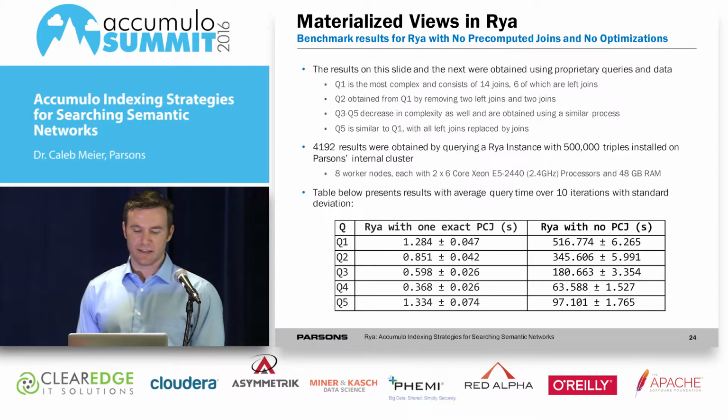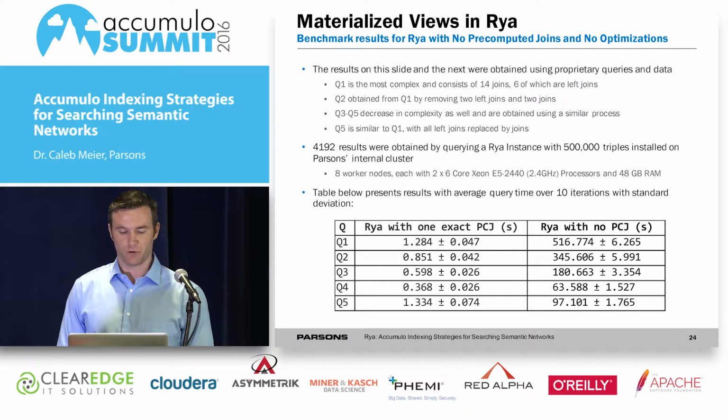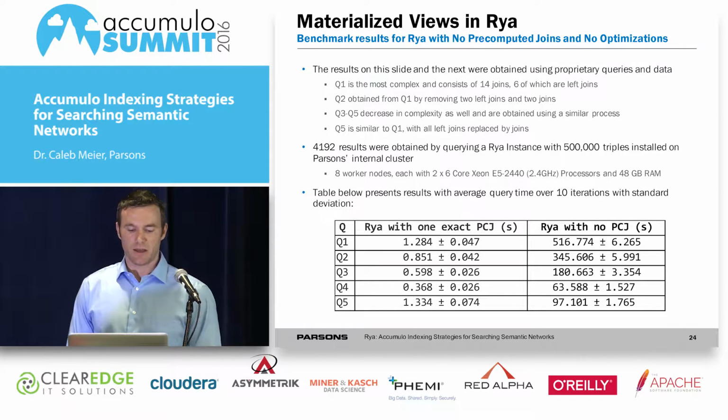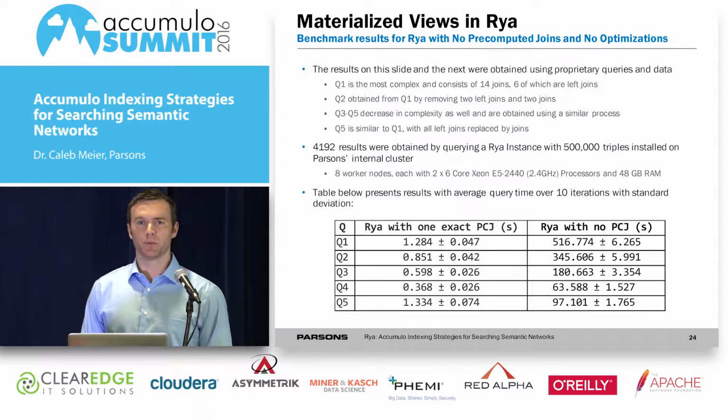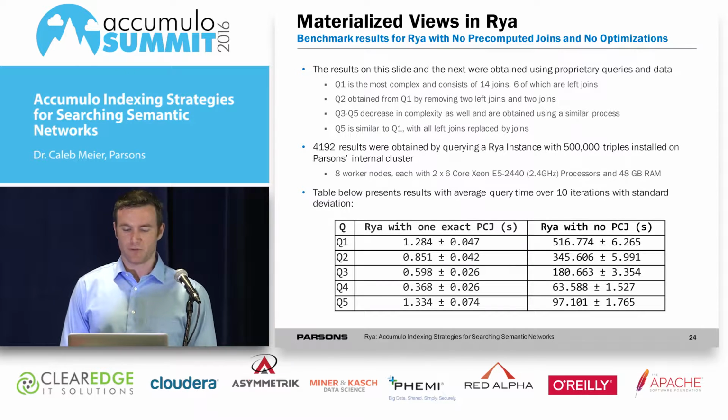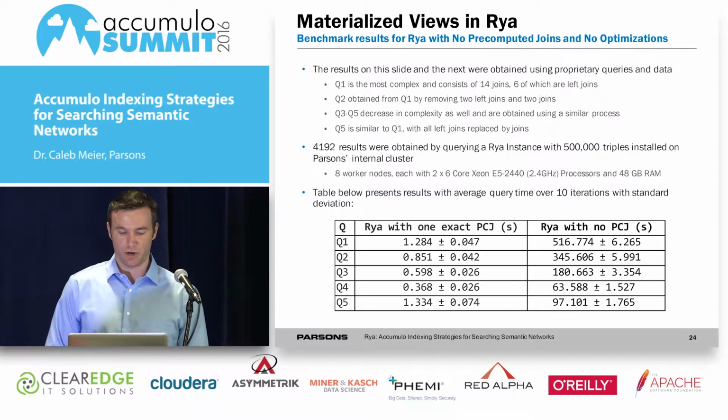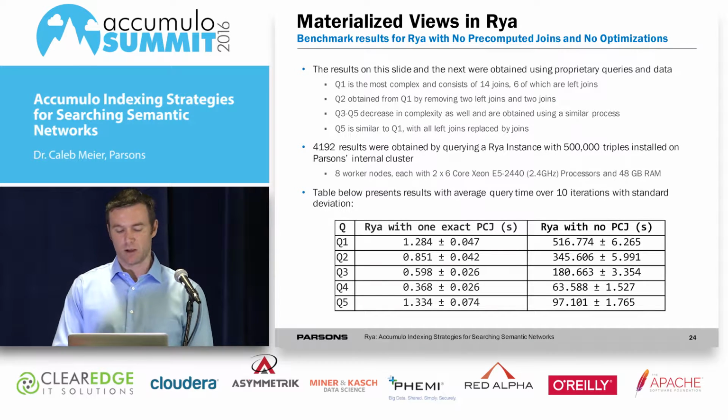And this slide just indicates some of the boosts in performance that you can get by using precomputed joins. So here we had 5 proprietary queries that we issued to proprietary data. The first query is the most complex. It consisted of 14 joins, 6 of which were left joins. And the left column here is the average query time over 10 iterations using RIA with 1 precomputed join, which exactly matched the query. And the column on the right is RIA with no precomputed joins. And as you can see, you can take rather complex queries and reduce them down to second or sub-second time by using precomputed joins.